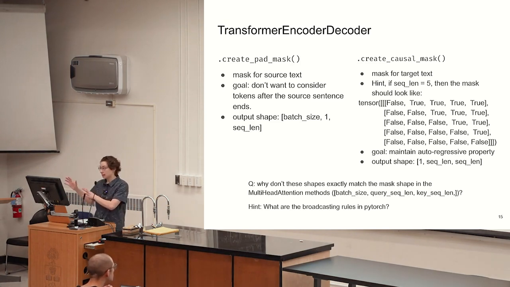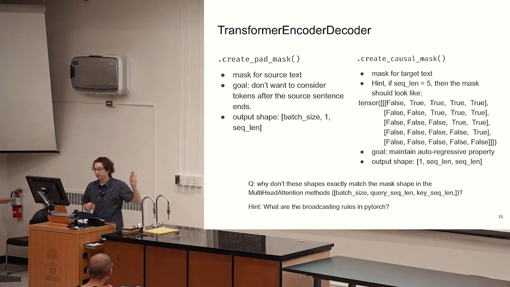For the causal mask, which looks kind of like this, an upper triangular matrix, the purpose in generation is that we want each token to only depend on the preceding tokens. So that's the goal of the causal mask. Another way of putting that is that it maintains the autoregressive property.